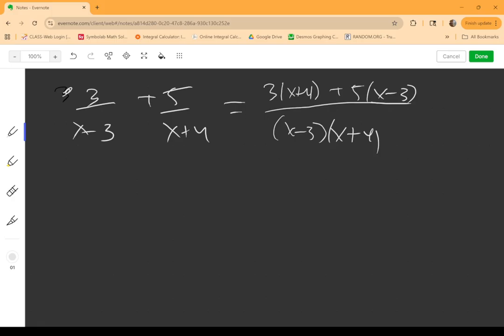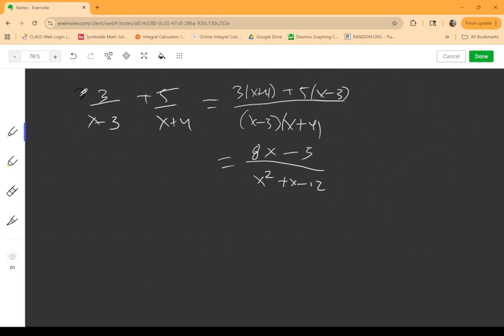Then simplifying, we get 3x plus 5x, so that would be 8x, and then 12 minus 15, which is minus 3. And then all over down here, if I expand this, this would be x squared, plus 4x minus 3x, which is positive x, minus 12. So here is just some combining of two rational functions.